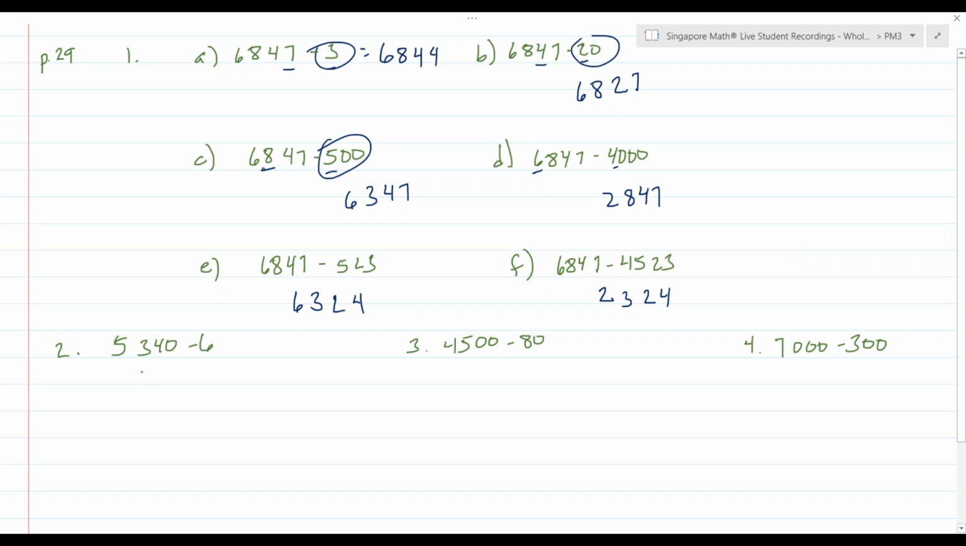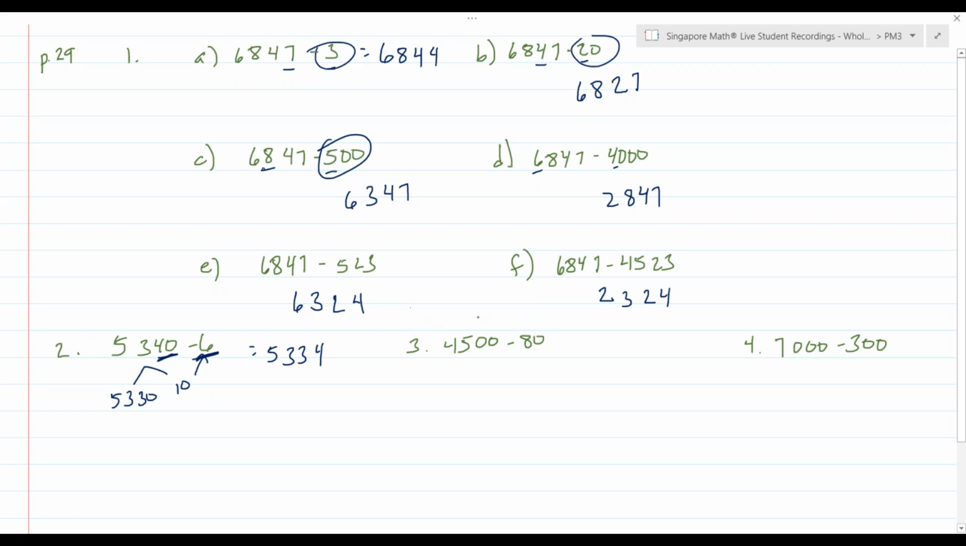5,340, you could kind of think of it as 5,330 and 10, because the 10 minus 6 is 4, and you'll now have 5,334. Also, you can think of it as 40, take away 6, and the 5,300 just carries right along.